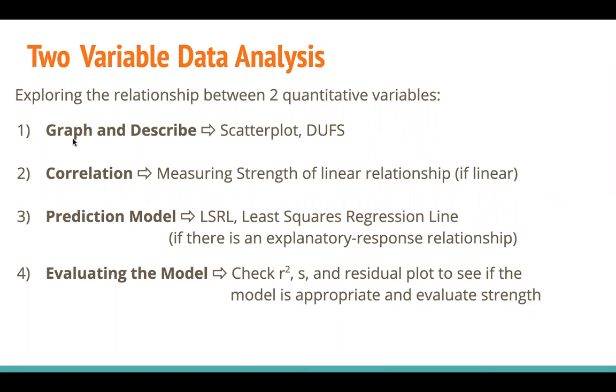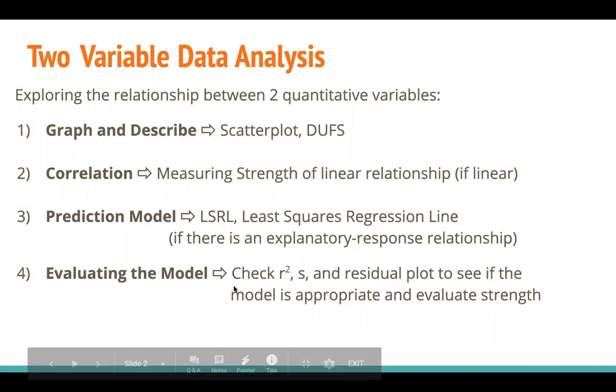Start with your data. You've got two variables for every individual in a sample, and you want to investigate the relationships. So first, graph and describe. You get a scatter plot, and then describe using DUFs. Check for the correlation to measure the strength of a linear relationship if it's linear. Then you can make a prediction model, but only if there is an explanatory response relationship. We've been working with the least squares regression line. There are other prediction models, but that's the one we've been focusing on.